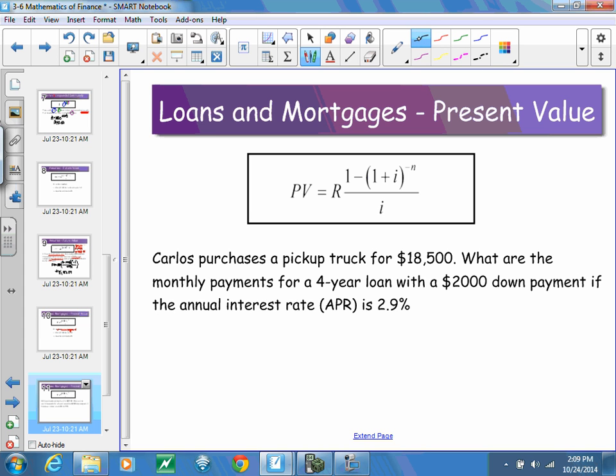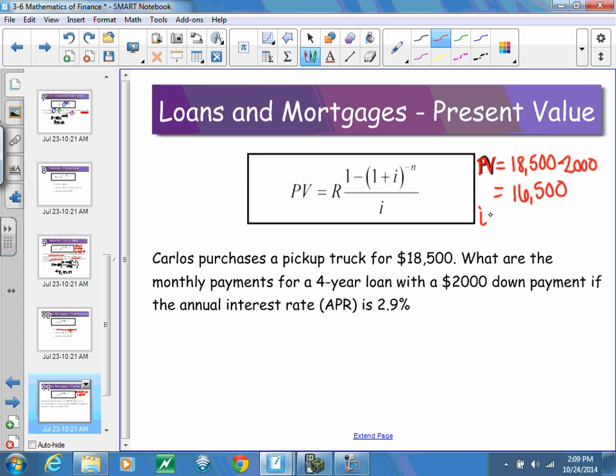Well, what's happening here is we're trying to figure out what the payment is going to be. We know the present value of the truck, and our present value of our truck is starting out at $18,500. Now, he does make an initial payment of $2,000, which takes the price of our car down to $16,500. So he wants a loan for that amount.